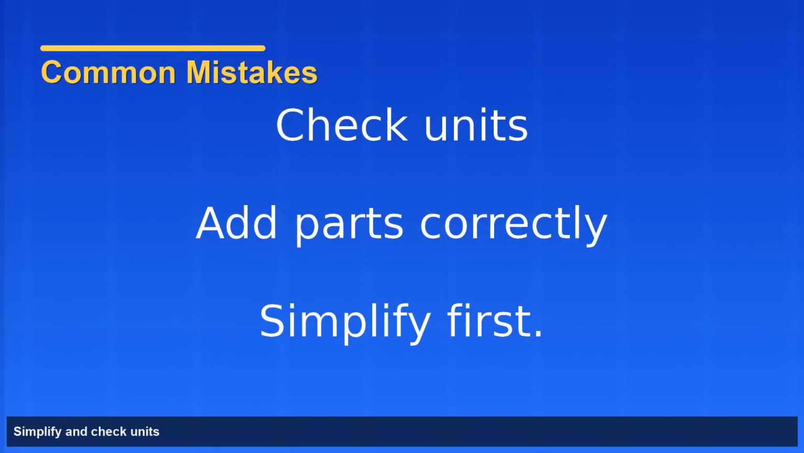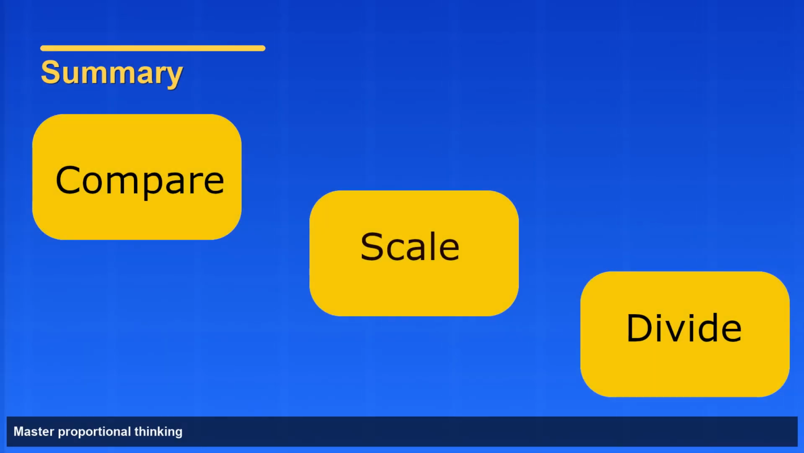Common mistakes with ratios include forgetting to simplify before working, mixing up units like meters and centimeters, or adding parts incorrectly when there are 3 or more terms. Ratios allow us to compare, scale, and divide quantities with precision. Simplify early, use the value of one part, and always check units.